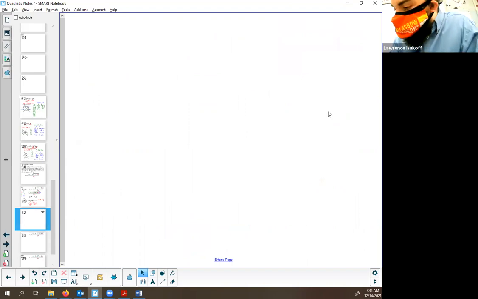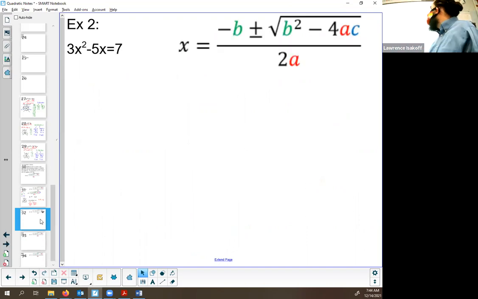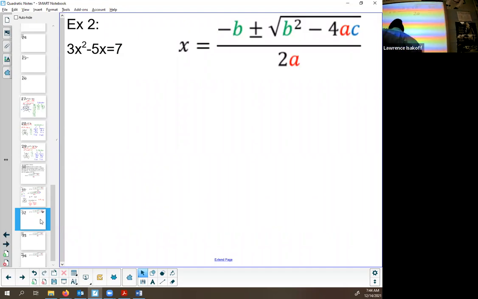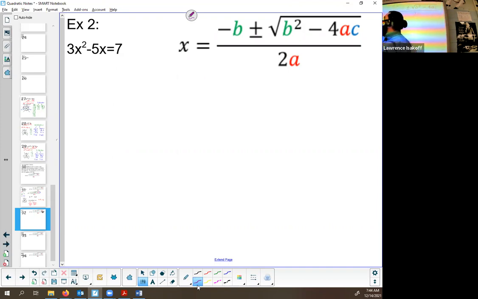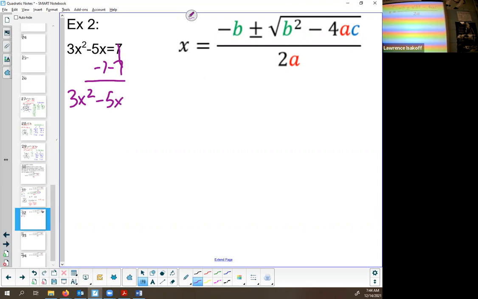Let's look at example 2, which should go a little bit quicker. For example 2, I'm not going to bother solving with factoring, but right away, is this equal to 0? No, so how do I get rid of the 7? Yeah, we subtract 7. And in doing so, that gives me 3x squared minus 5x minus 7 equals 0.